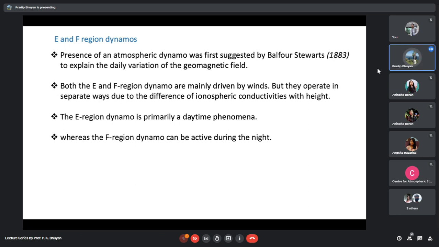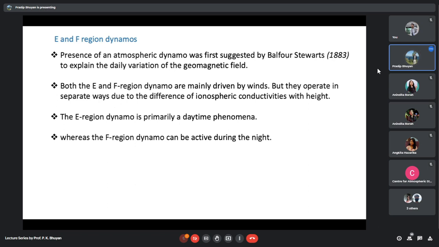The winds are not charged winds; these are neutral winds. The neutral winds are produced due to the temperature difference over the globe, because of the absorption of solar radiation. The temperature difference takes place, and as a result, winds flow from higher temperature to lower temperature. So both E and F region dynamos are controlled or driven by winds.